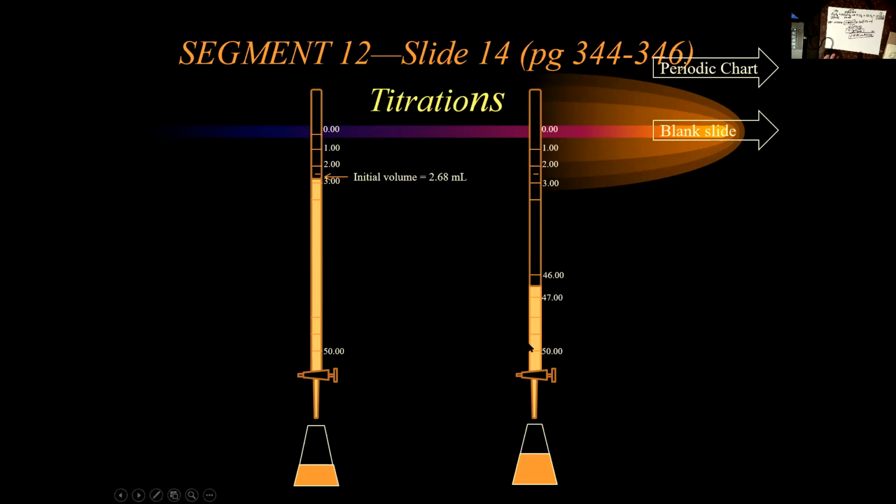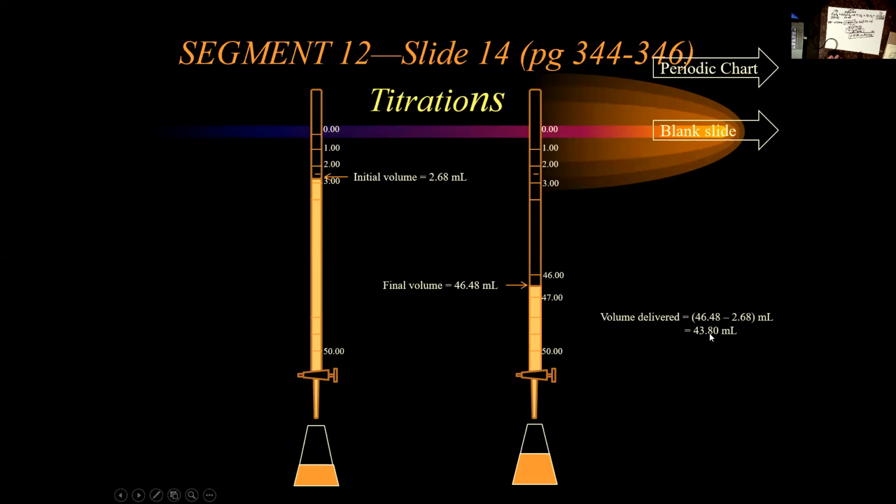And then somewhere down in here at the end, there's 46, there's 47. So it's somewhere in there, and it looks like it's a little more than right at the 0.5. So I read it as 46.48 for the reading here. The amount of stuff delivered is the difference between the initial and final reading. So the volume is 43.80 would be the actual volume.